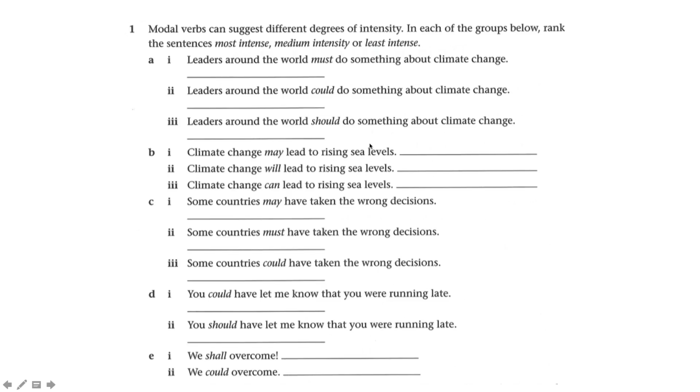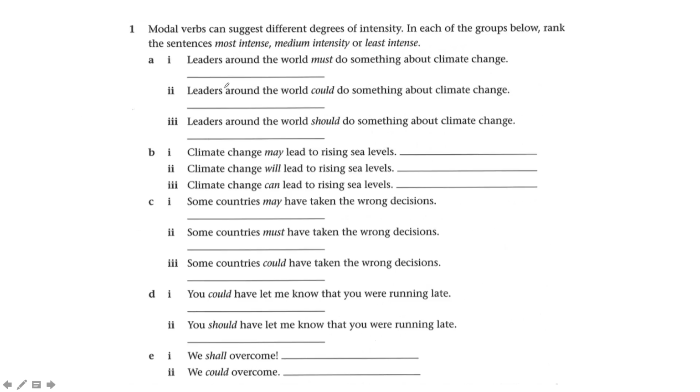This is on the next page under the Take It Further heading. These aren't too difficult, so you should have a red hot go at these. The instruction here says modal verbs can suggest different degrees of intensity. In each of the groups below, rank the sentences most intense, medium intensity, or least intense. So you've got a series of 3 and you need to rank them. So you'll see for A, you've got 1, 2, and 3. So all you need to do is rank them in their order.